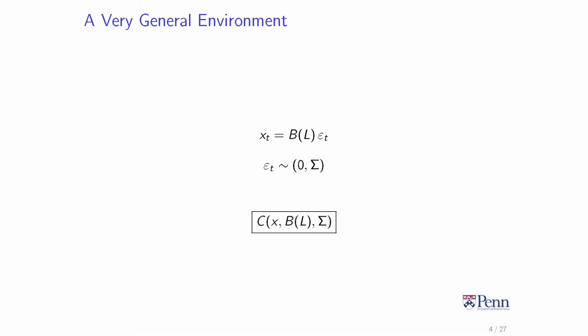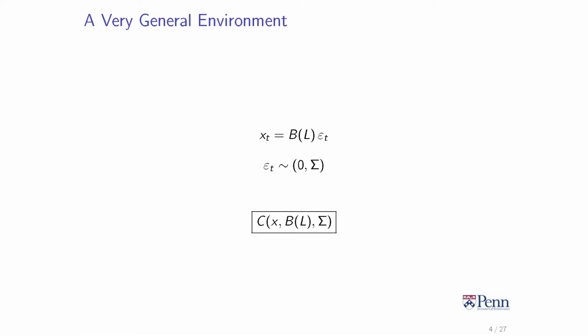So the dynamics, of course, are summarized by the polynomial B of L. We've got innovations, epsilon, covariance matrix, not diagonal necessarily, of those innovations given by sigma. Now, this is all there is, right? This is the environment. So any connectedness measure I write down has to be a function of whatever variable it is that I'm talking about. X is the vector of variables here. The dynamics and the innovation, there's nothing else. So the question is, well, what are we going to do? How are we going to think about connectedness?